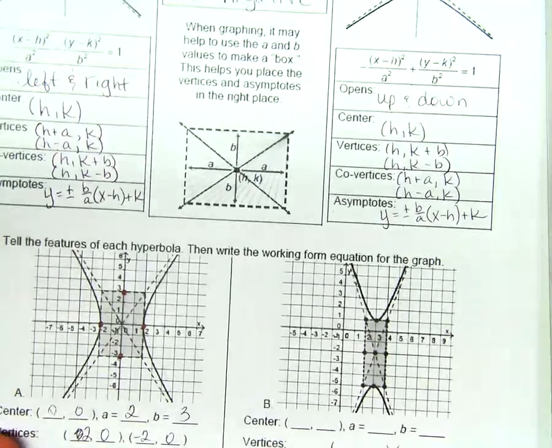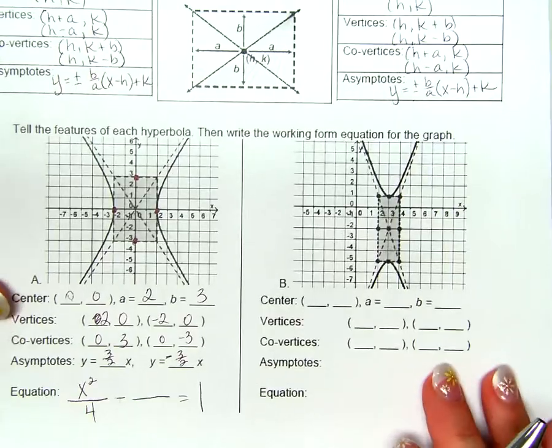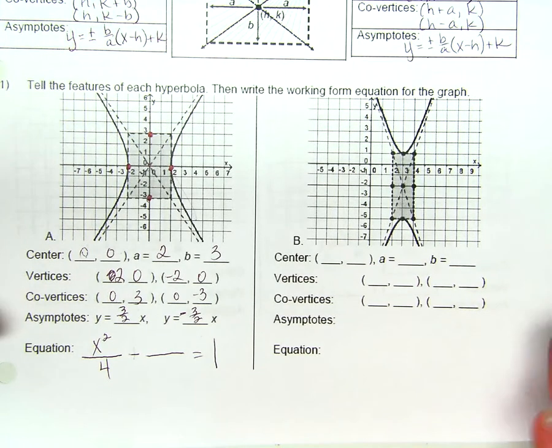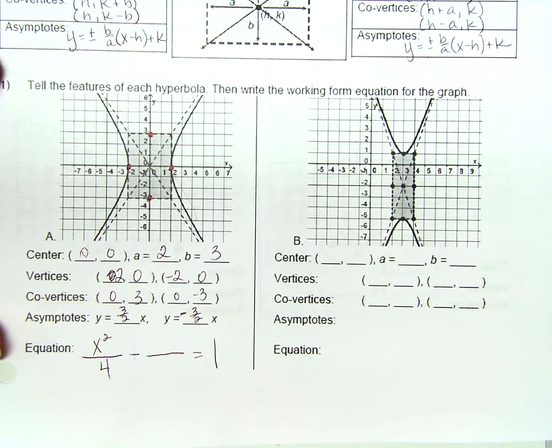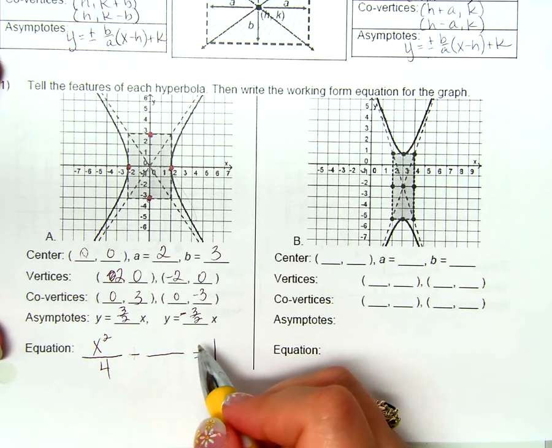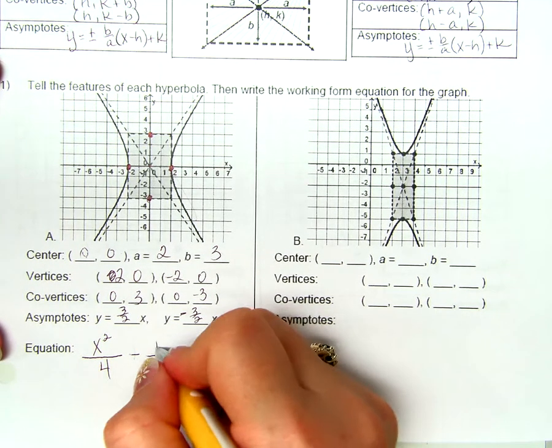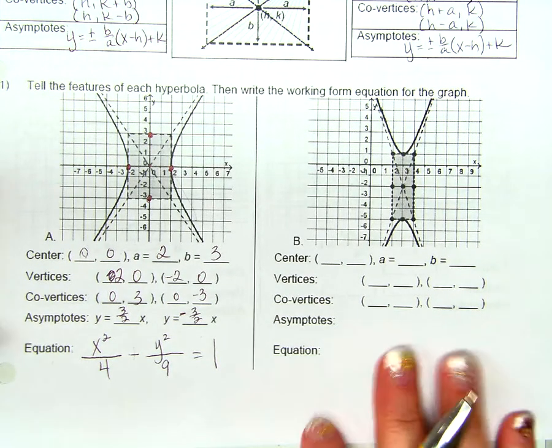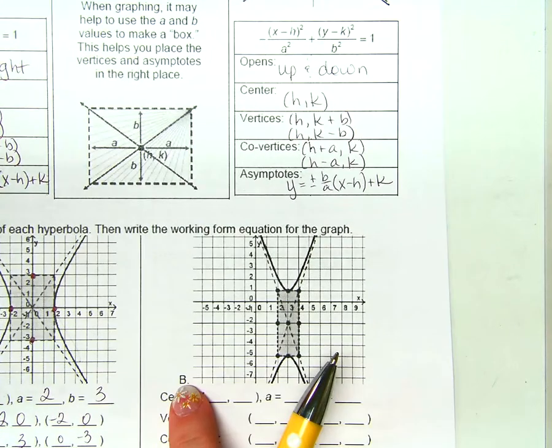Is that the only way to remember this? No, it's not. There's many more, like upper level. Maybe people with bachelor's degrees. No. Okay? So what goes here then? It would be y minus k, but k is 0, so y squared over 9 equals 1. Done. We good? Okay. Look at B.